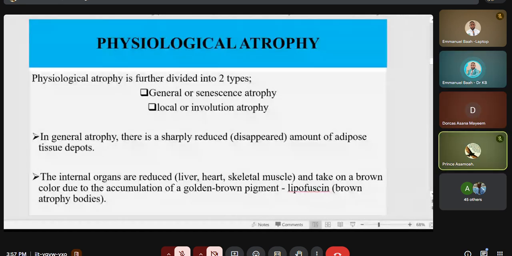Madam Dr. Sasana, please, your microphone. Okay.